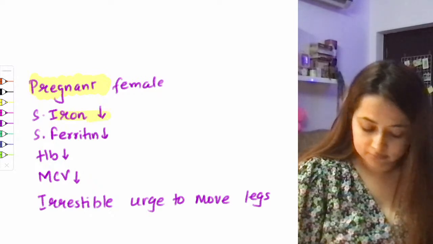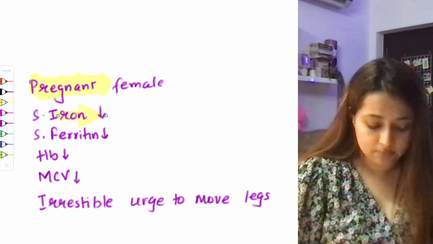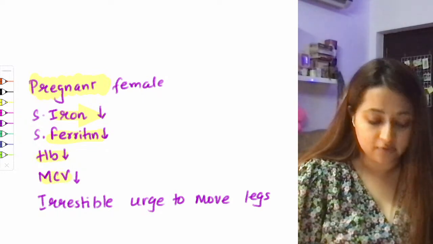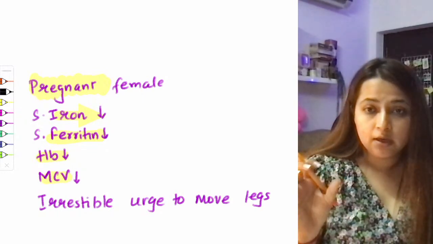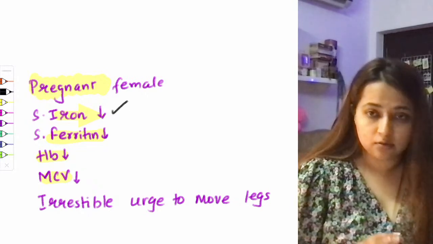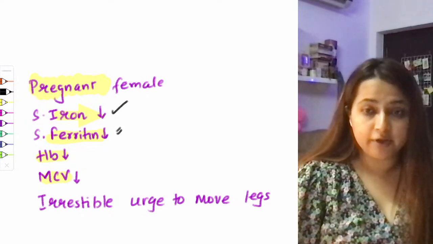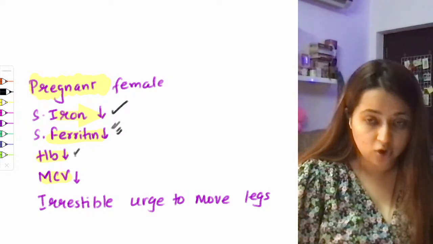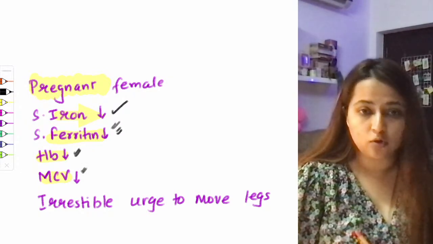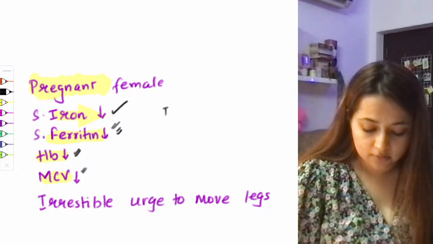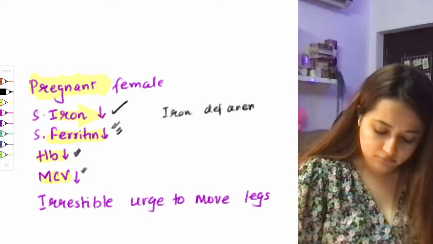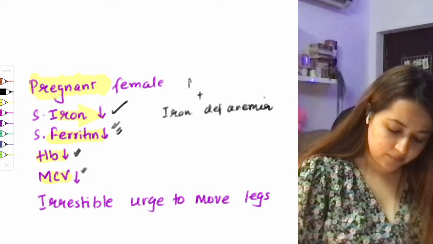Second thing, iron is less, ferritin is less, hemoglobin is less, MCV is less. Okay. Now serum iron is less, got it. But what is ferritin? Ferritin is the storage form of iron, and that is also reduced here. Hemoglobin is also reduced. MCV is also reduced. So this is a state of iron deficiency anemia in a pregnant female.